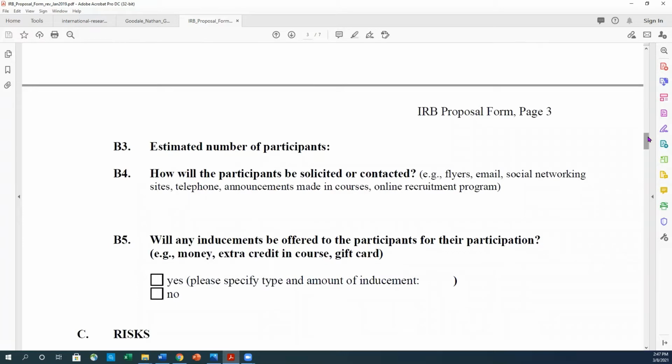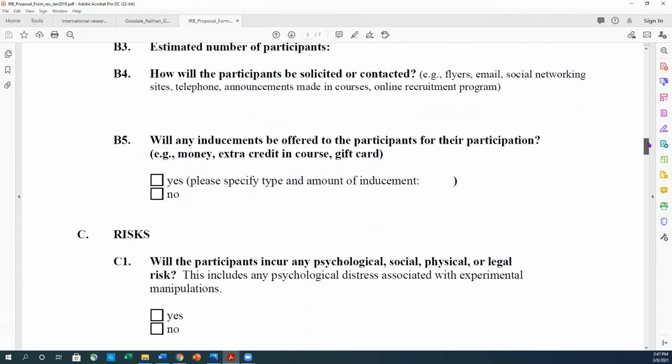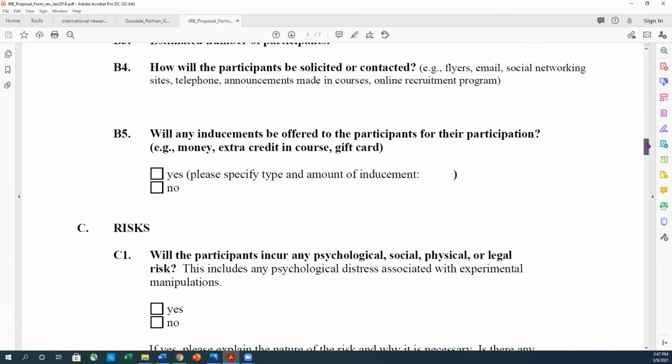B4, how will your participants be contacted? This is the recruiting for your study. Remember that flyers and the text of your email messages must be provided as an attachment to your protocol. Anything your participants will see, the IRB has to see. The inducements in B5, typically this is going to be extra credit via SONA, an Opus gift card or being entered into a raffle for a gift card, or some level of payment off of Mechanical Turk.